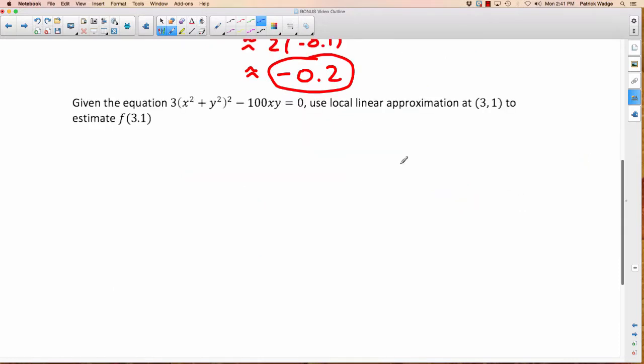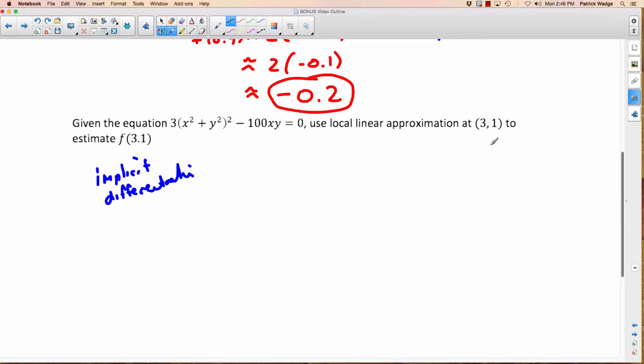Okay, finally, given the equation 3 times x squared plus y squared minus 100xy equals 0, use local linear approximation at the point 3, 1, to estimate f of 3.1. So what you'll notice here is you have lots of x's and y's here. You're not going to be able to isolate those y's. So what does that mean you have to use? You need to use implicit differentiation in this question.